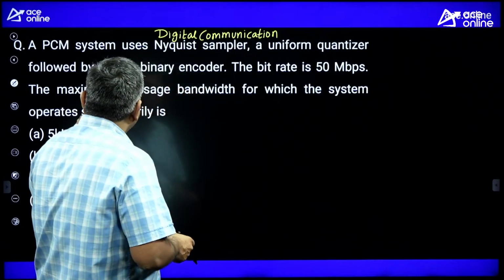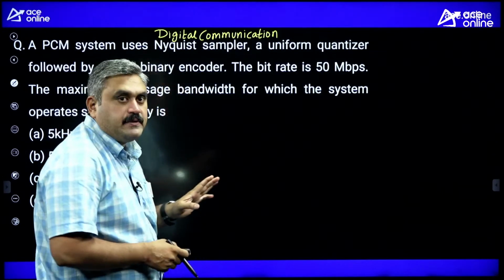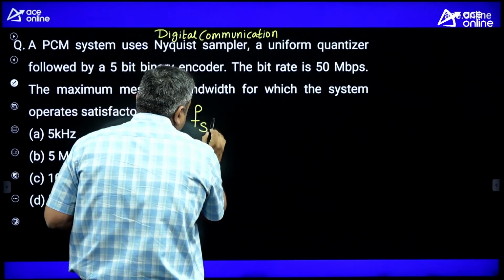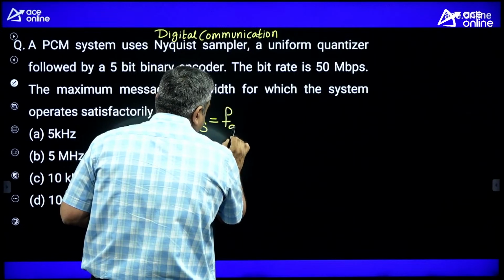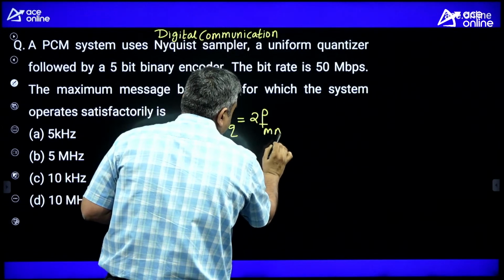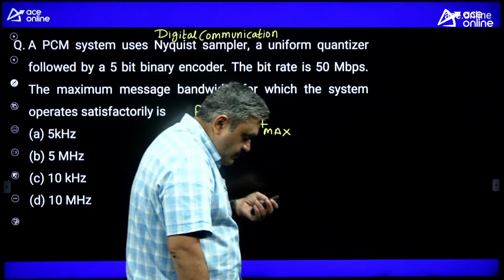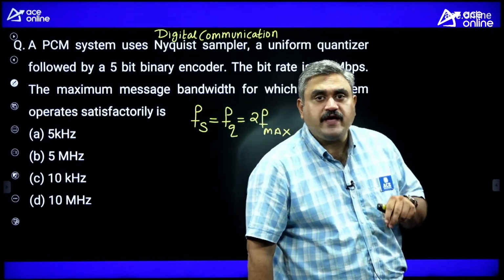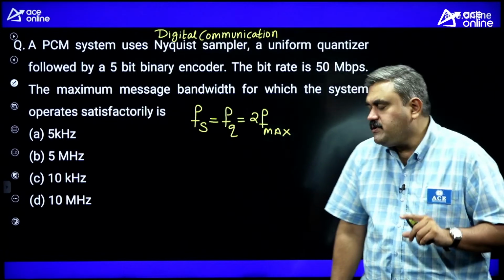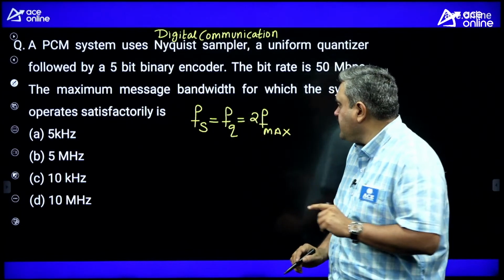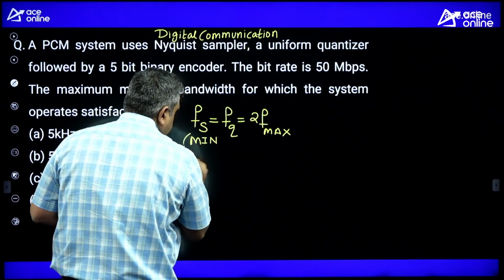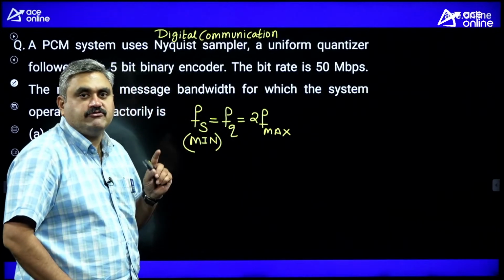Now see here, a PCM system uses a Nyquist sampler. What do you mean by Nyquist sampler? The sampling frequency that you are using is the Nyquist frequency, which is twice the maximum frequency of your message signal. This is the minimum sampling frequency with which you have to sample a signal so that you can reconstruct your signal without any problem. That minimum sampling frequency we call the Nyquist frequency. So Fs minimum is Fn given as 2 into Fmax.